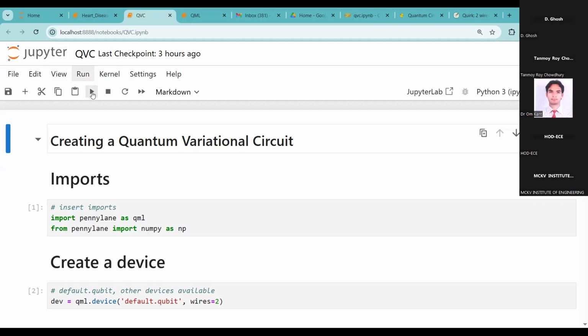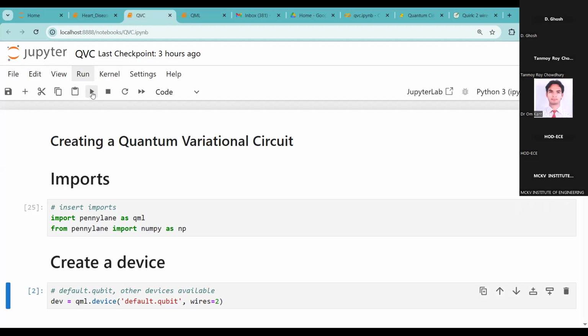So let us run. You are importing PennyLane as qml, and please remember, NumPy has to be imported from PennyLane if you're working with quantum machine learning. Your regular NumPy won't work. So you'll have to import it.